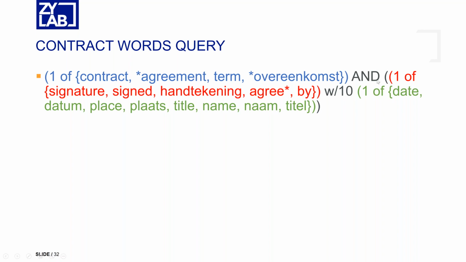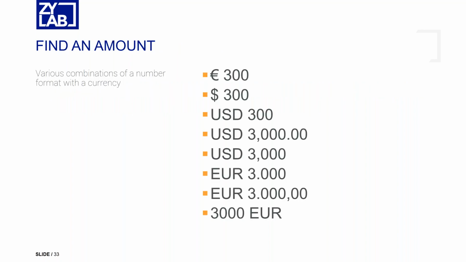Then I want to combine this with the AND relation, and with this AND relation I would like to find keywords that are at the bottom of a contract. And so signature, signed, handtekening, agree or agreed, by, and those words should be close to date, place, title, name, because that's where normally the signature is placed in the contract. And of course, you can make all kinds of variations here. This is a simple example, but this is how I would like to find my initial contracts.